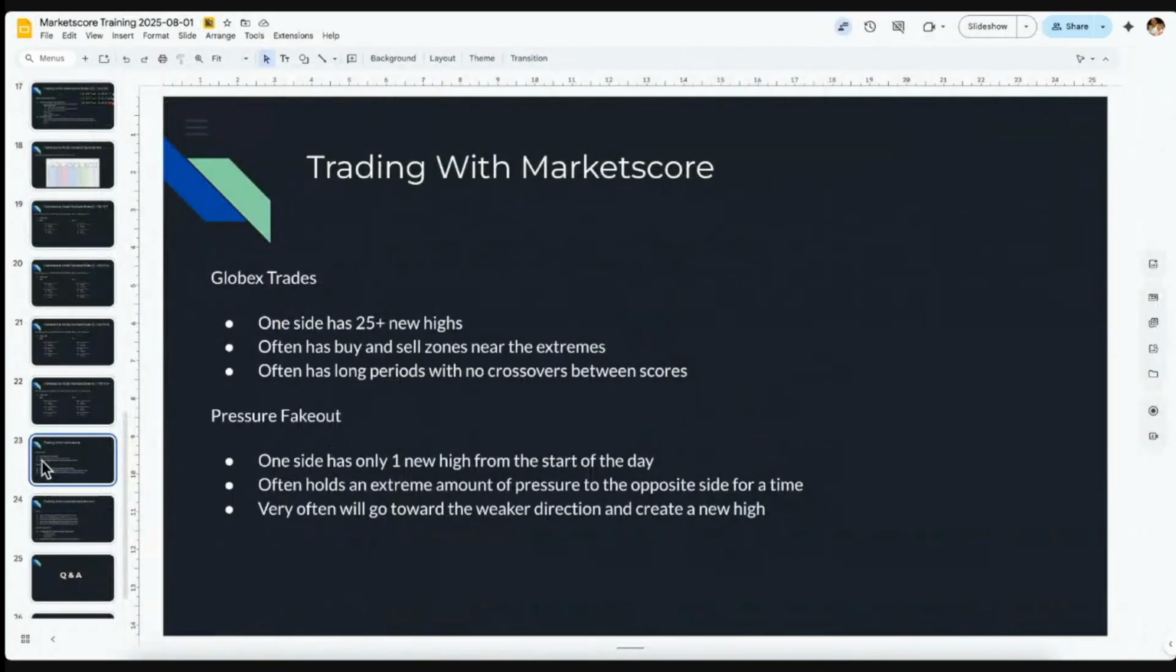The last piece that I wanted to go through is Marketscore, and this is more about Marketscore itself versus just the extension. It has other things that it provides than just the data of the market. It also provides what are called Globex trades, which has to do with when there is a certain amount of heavy pressure or a trend at the end of the day, and the numbers are high enough, it can give you an indication that there is a desire of the market to go in a certain direction. And then there's what's called a pressure fake out, where you start the day and there's only one new high on one side or the other. I apologize for flipping back, but we're just going to go through that.